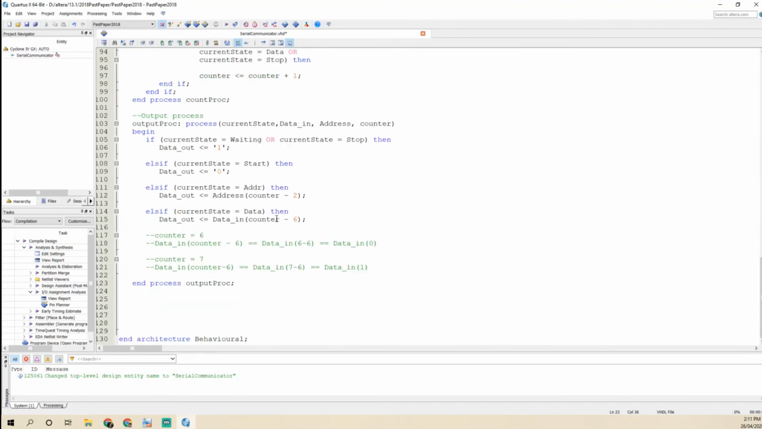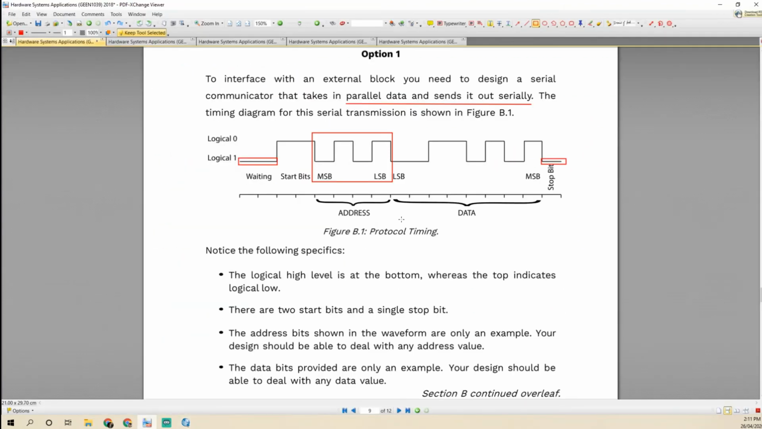The takeaway from that is, if we are given a serial communication question, pay attention to whether it goes most significant or least significant first. If it goes from most significant to least significant, we're going to use 0 to something. If it's least significant to most significant, we are going to use something down to 0. So keep that in mind.